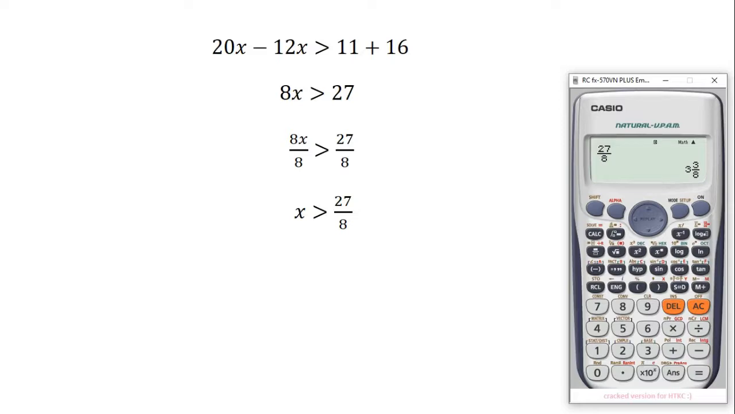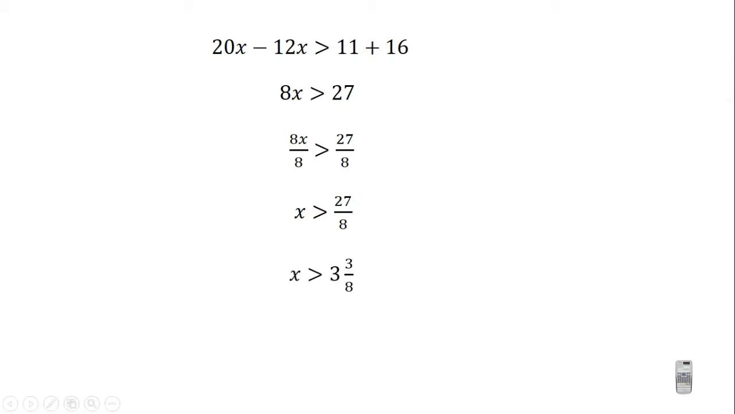Now as soon as you press on that button, the calculator will change your answer from your improper fraction to your mixed number. So if you change it, you are going to get 3 whole number 3 over 8. We usually want to represent our answers like this. So 27 over 8 will give us 3 whole number 3 over 8. Now this is the answer to our question.